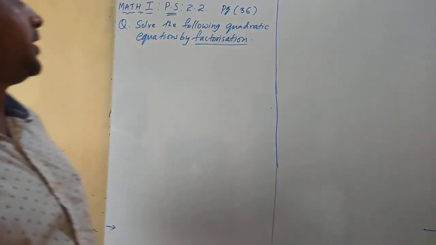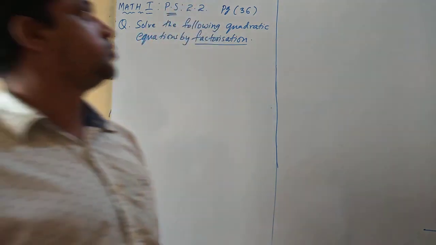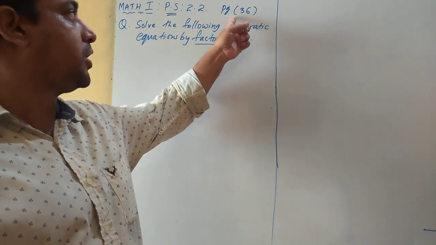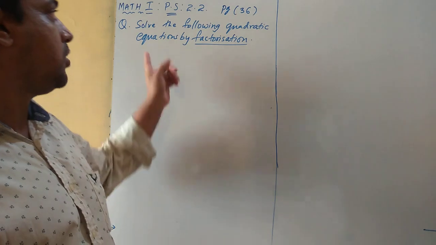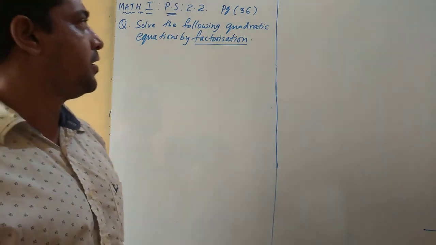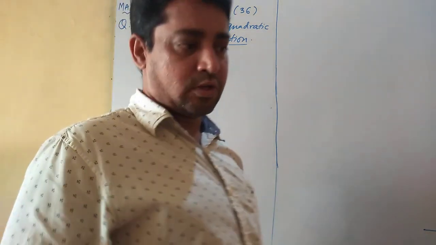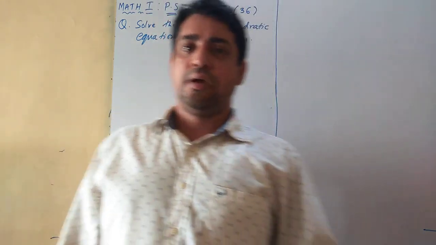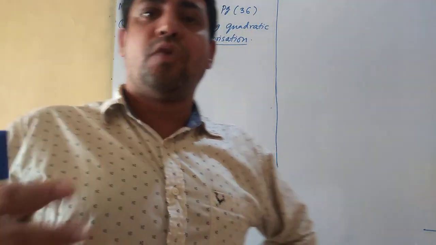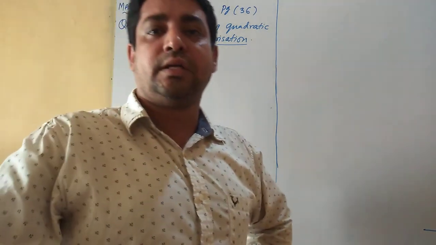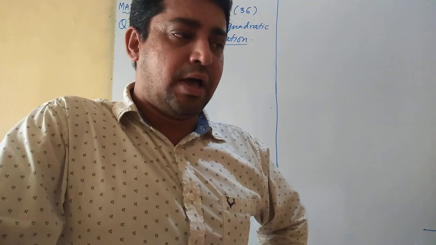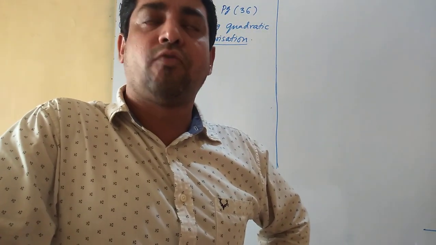Today we will be starting with practice set 2.2, page number 36 of your textbook. The question is: solve the following quadratic equation by factorization. So that means we are going to solve the exercise by factorization method. We have two more methods. The second method is completing the square method and the third one is by formula method.